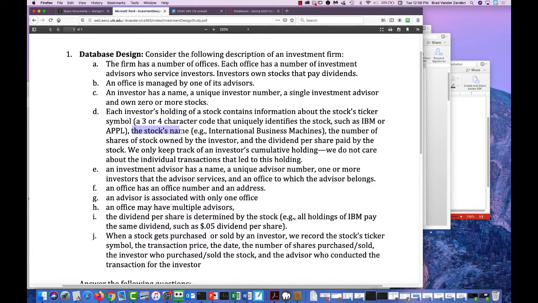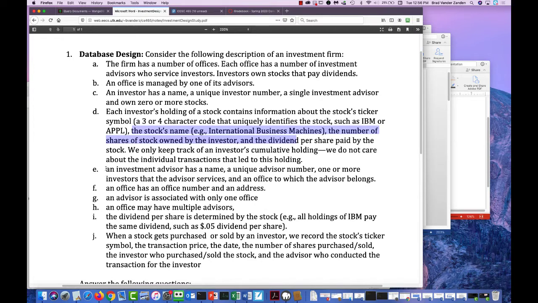The stock's name, that sounds descriptive. The number of shares owned by the investor sounds descriptive. And the dividend per share sounds rather descriptive. Okay, so that sounds more like descriptive information. Those are probably going to be attributes. We're going to see, though, that this isn't quite as simple as it looks later.